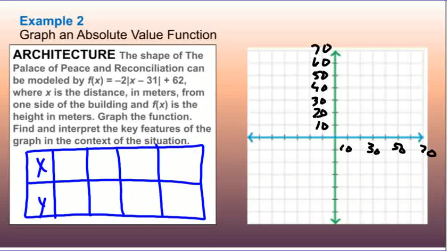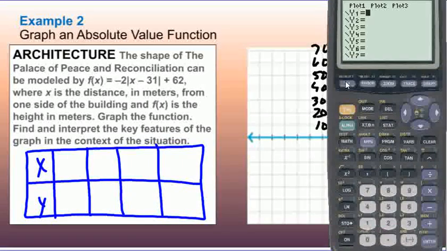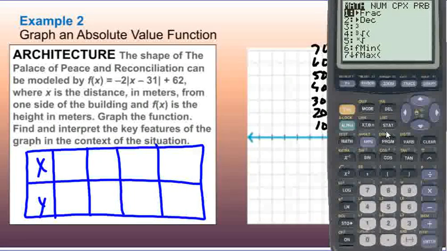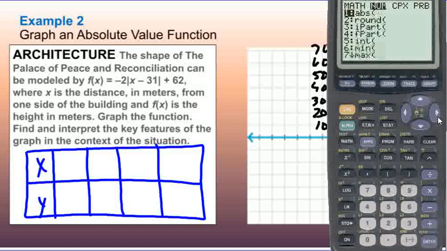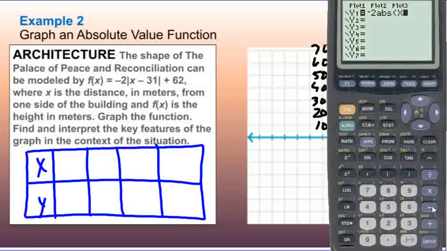Now, one way to create your table of values is if you grab your calculator, go to the y equals, and we're going to type in this equation. So I would have -2. And then if I hit the math button and go over to numbers where it says ABS, that's absolute value, and choose that one. And then I just put x minus 31 in parentheses and then plus 62.